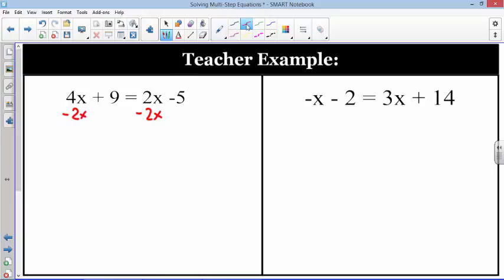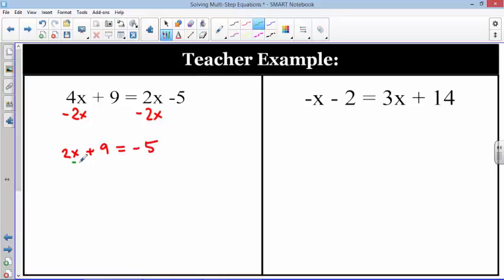Now before I go further, I want to evaluate this out, try and shrink everything down, and then go to my next step. So if I do 4x minus 2x, that's going to give me a positive 2x. I did nothing with my plus 9, so that can come down. I have my equal sign. My 2x minus 2x gives me 0, leaving me with a negative 5 on the right.